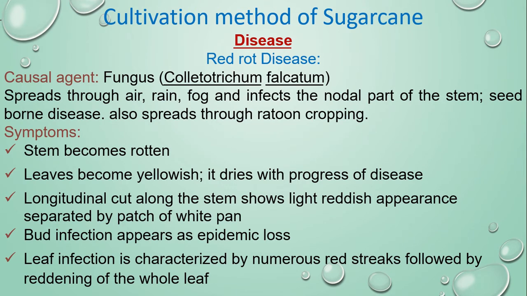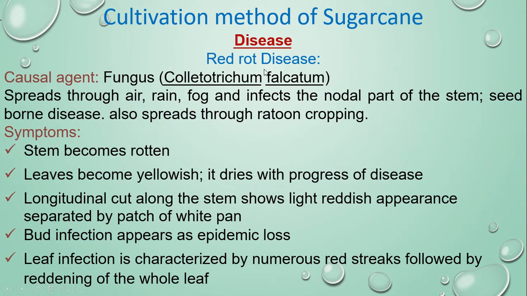The first important or harmful disease of sugarcane is red rot disease. So we will discuss the details about this disease. Always remember that there are 3 points you have to understand properly regarding any type of disease, which are causes, symptoms, and control measures.